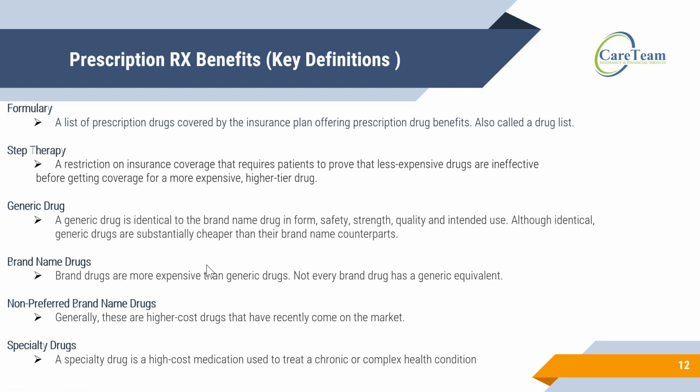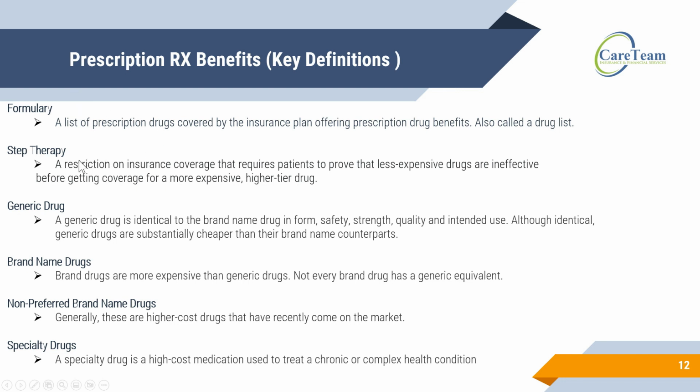Now, prescription drug benefit definitions: formulary. So a list of prescription drugs covered by the insurance plan offering prescription drug benefits, also called a drug list. So every one of the insurance companies has a formulary that's unique to them.